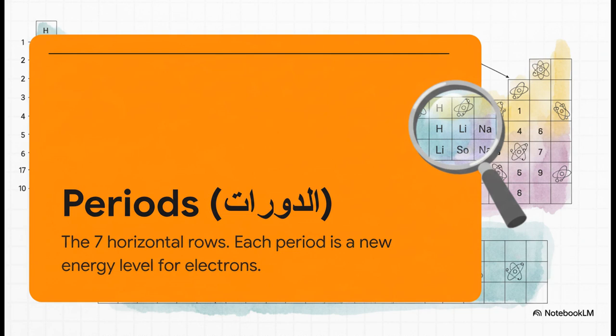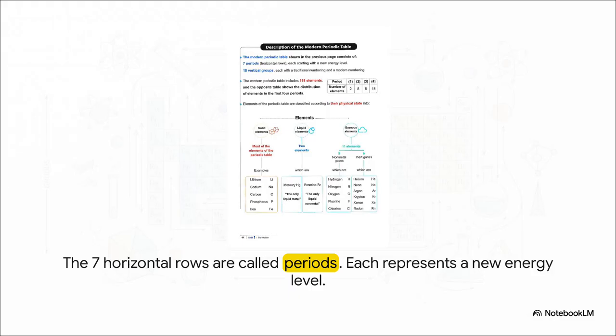We call these periods, or in Arabic, a dodat. There are 7 of them in total. A simple way to think about them is like floors in a tall building. Every time you go down to a new period, you're going to a new floor where the electrons have a little more energy and more room to zoom around. See? Just look at this.